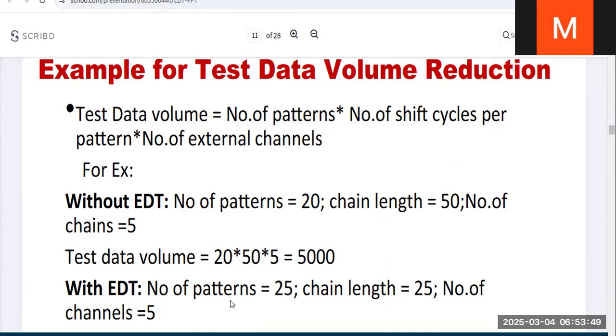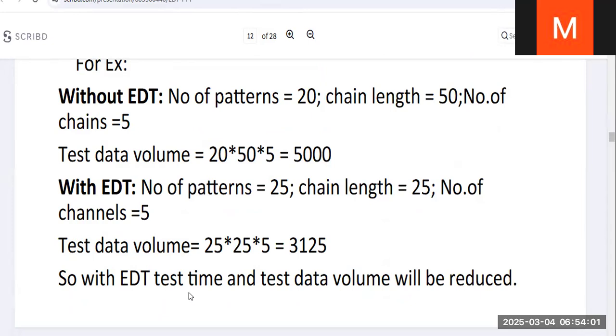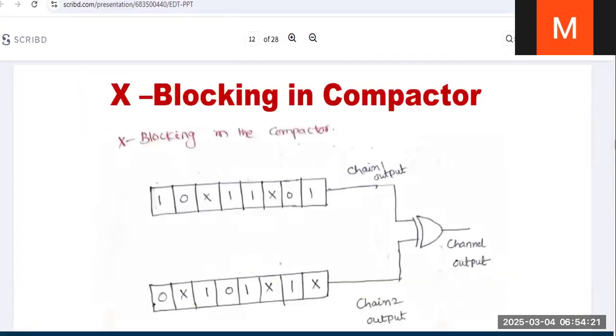With EDT, we just increased the number of patterns to 25, the chain length is 25 only, and the number of channels is 5. So with EDT, the test data volume is 3125, almost half. With EDT, test time and test data volume are reduced. From the two examples, we can say that test time and test data volume are reduced with the help of EDT. Now we will see X blocking.